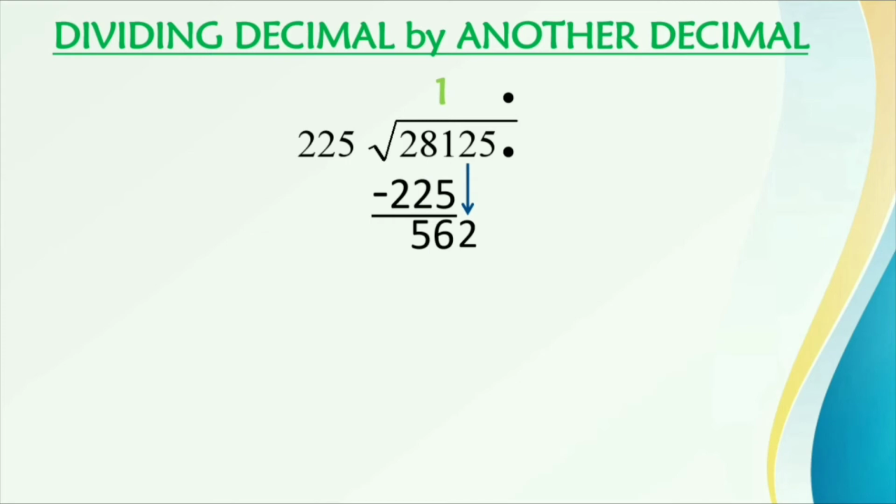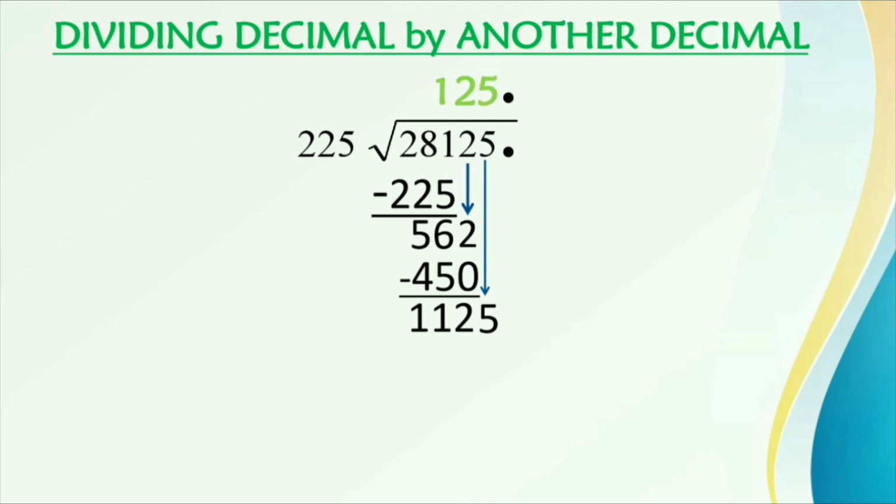So 562 divide natin sa 225. So meron tayong 2 and then 2 times 225 will give us 450. Then subtract natin 562 minus 450 will give us 112. And then let's bring down the last digit 5. We have now 1,125. Divide na natin sa 225.